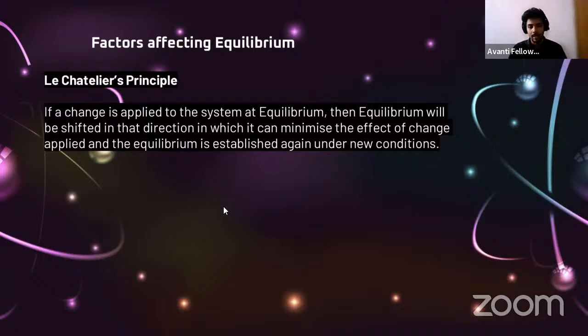So we'll be seeing what will happen whenever the reaction system has some kind of external changes, pressure change, maybe volume change. These kinds of changes will happen. So what happens to the particular system, whether the reaction will go in the forward direction or in the backward direction. We'll be seeing this.